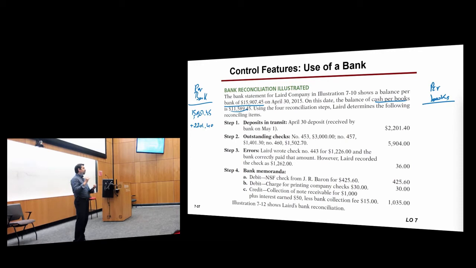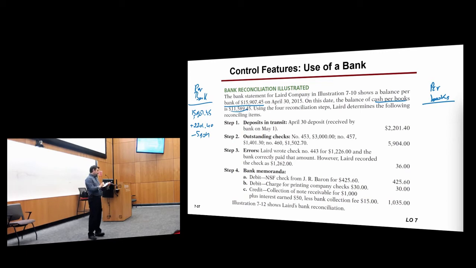You fix before that. Yes. Subtract outstanding checks. So minus 5,904. And then you fix, like Cliff said, what do you do? You fix bank errors. Do we have any bank errors here? We do have errors. Who made the error?